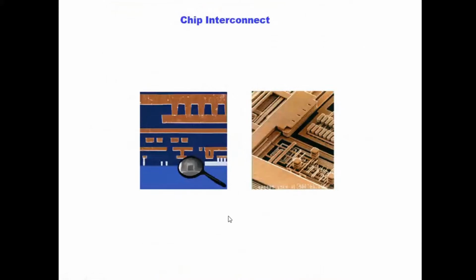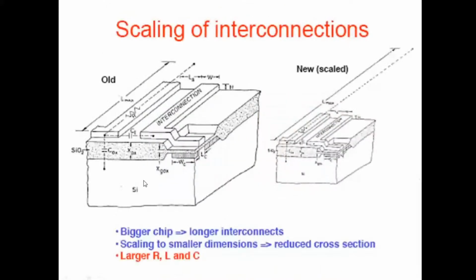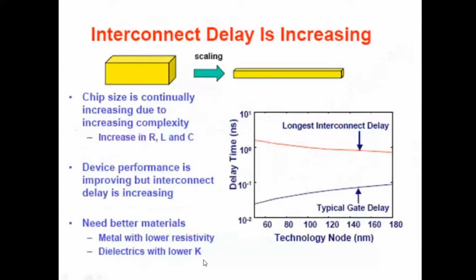Come to the chip interconnect scaling. As the device dimensions are reduced, the dimension of the interconnect are also reduced. Scaling to smaller dimension reduces the cross section of the interconnects, thereby increasing the resistance, inductance and capacitance of the interconnect. Large wire when scaled becomes a smaller wire with a smaller interconnect.